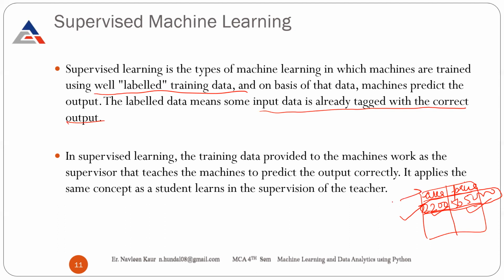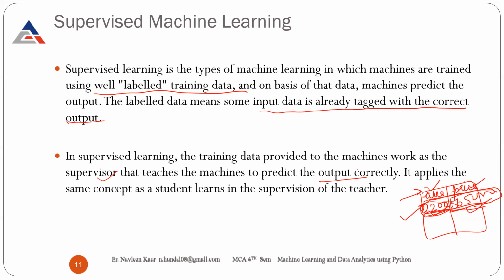The first property is that the input and output are properly labeled. The machine knows that the 2200 value is of the area variable and 5,65,000 is of the price. The second thing is the output is always correct. It means if there is a house of 2200 area, the price is always 5,65,000. So the training data provided to the machines in supervised learning works as the supervisor that teaches the machine to predict the correct output.